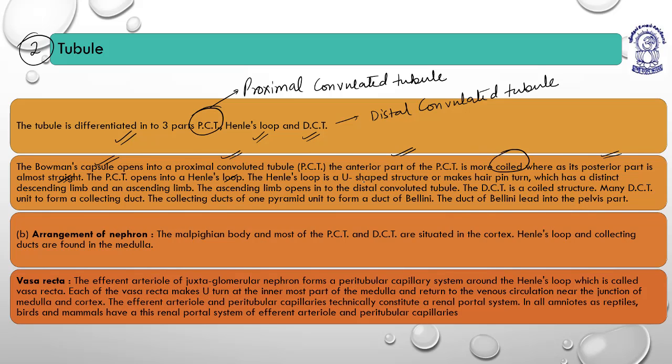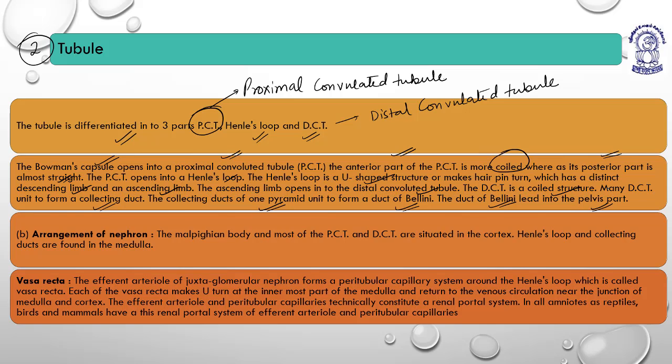The loop of Henle is a U-shaped structure, or makes a hairpin turn, which has a distinct descending limb and ascending limb. The ascending limb opens into a distal convoluted tubule, the DCT, which is a coiled structure. Many DCTs unite to form a collecting duct. The collecting ducts of one pyramid unite to form a duct of Bellini. The duct of Bellini leads into the pelvis part.